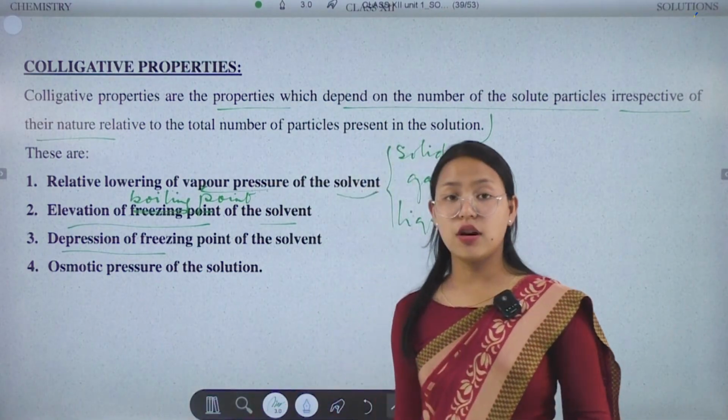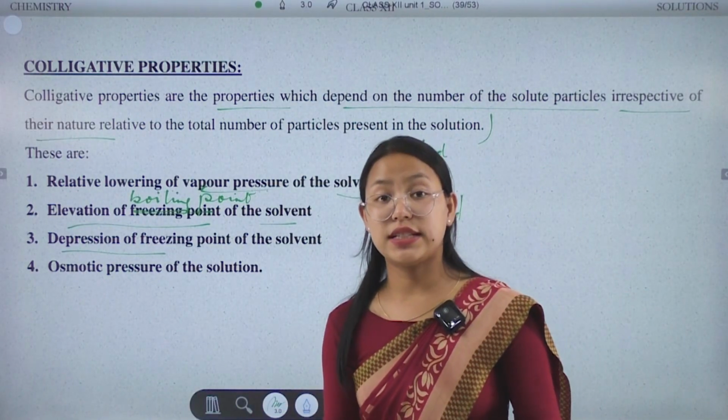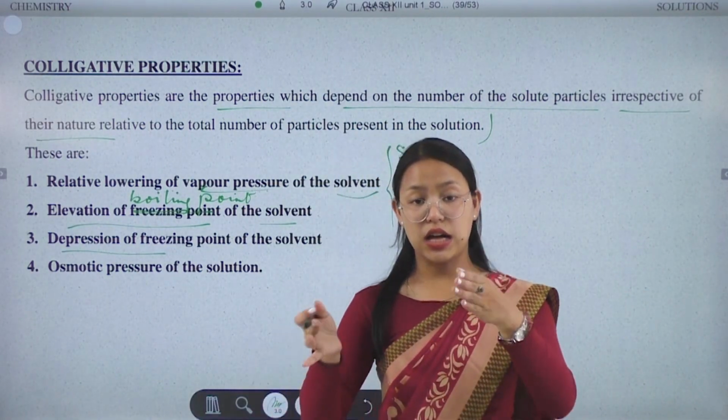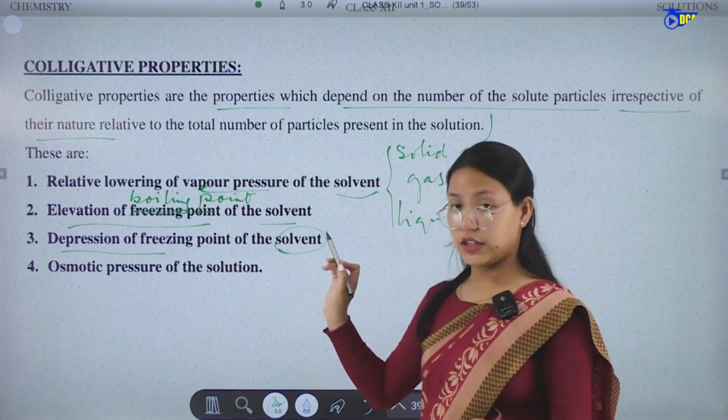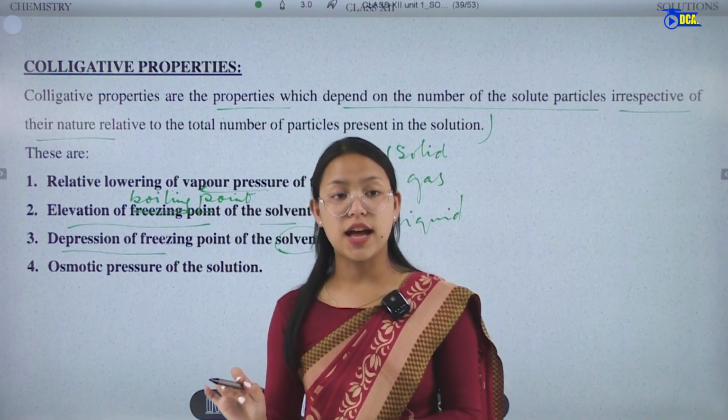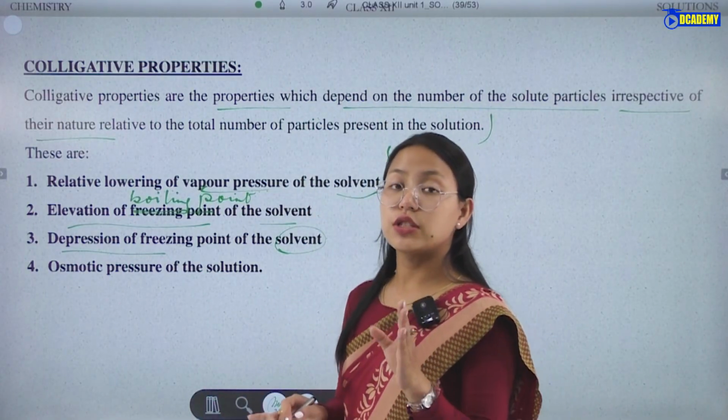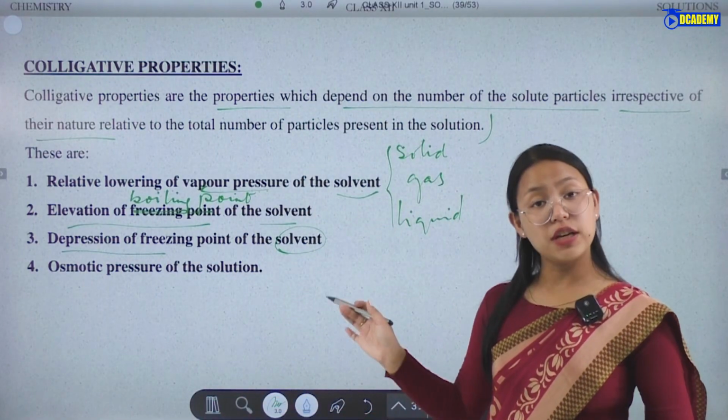And depression of freezing point means the freezing point is depressed, that is, lowered. So depression of freezing point of the solvent.